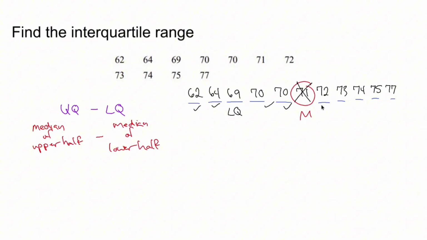The median of the upper half is small, big, small, big. You are my upper quartile. So my upper quartile, the median of the upper half, is 74. I'm going to subtract out the lower quartile, the median of the lower half, which is 69, and therefore my interquartile range is going to be 5.